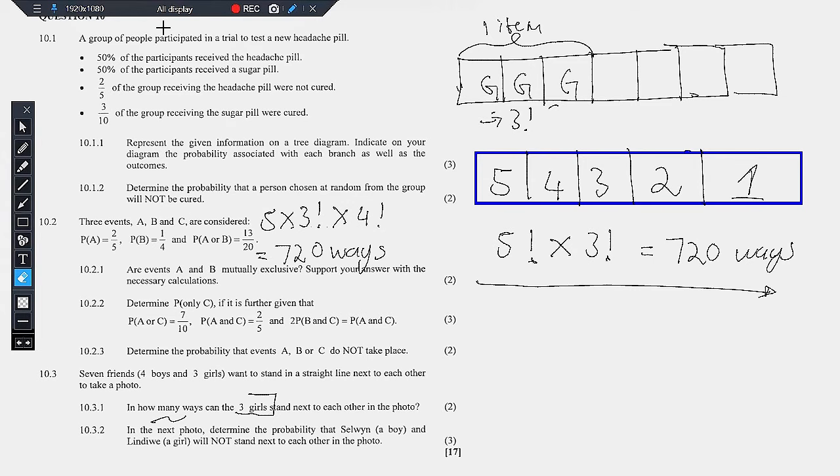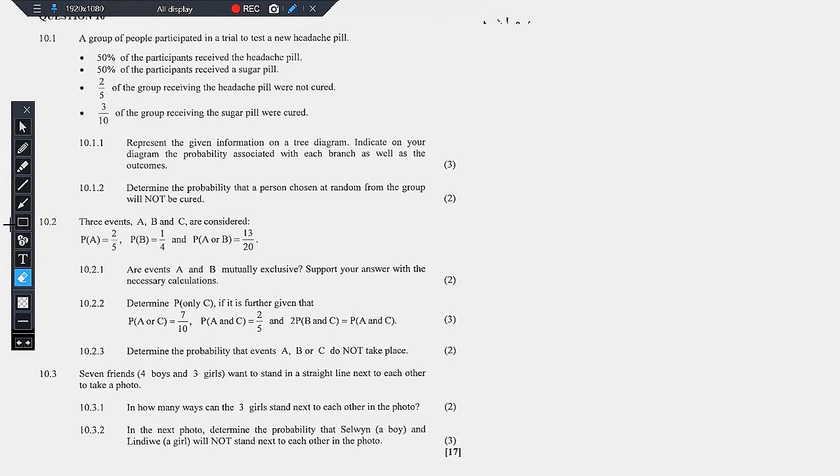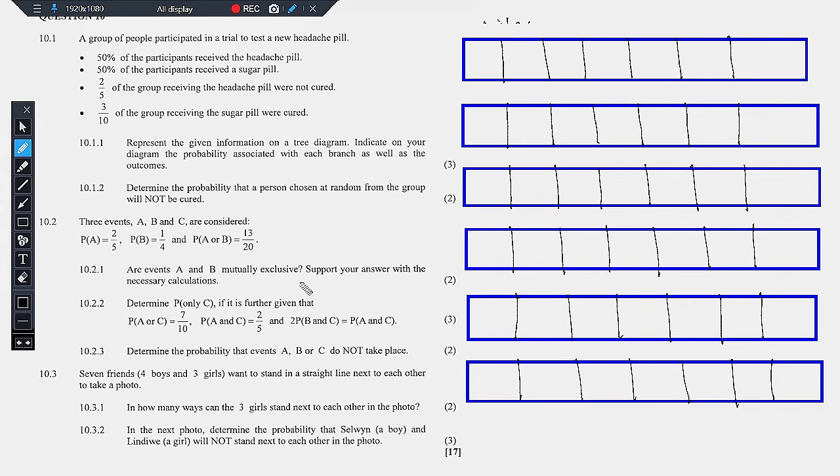Now let's try it in the next question, 10.3.2. Again, we will start with the longest approach. So, okay, now to do the long approach, it says in the next photo, determine the probability that Selwyn, a boy, and Lindy, a girl, will not stand next to each other, right? So we are looking for the probability that they will not stand next to each other. But knowing complementary events, we know that having this question here, it would be much easier for us to calculate the probability that they will stand next to each other.